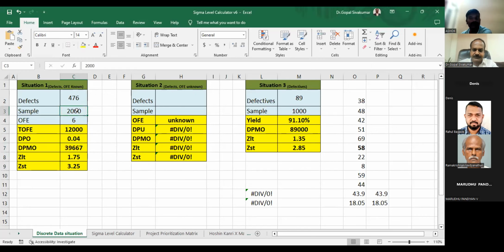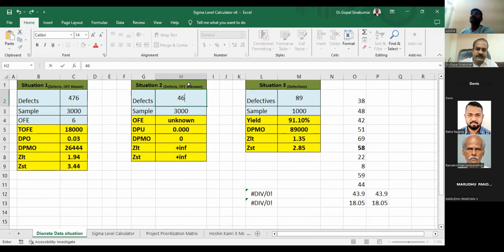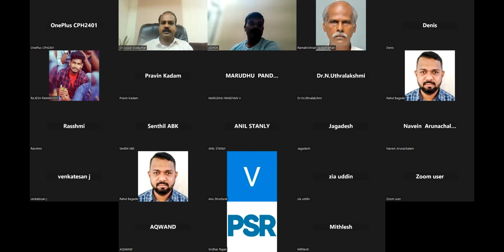Suppose if they don't give OFE, then you come here. See here, no OFE. 3000 pieces checked, right? And let's say 467 defects. You enter, and now you have all the results. Yes. All right. So the templates are doing the required job, and you can get the answers.